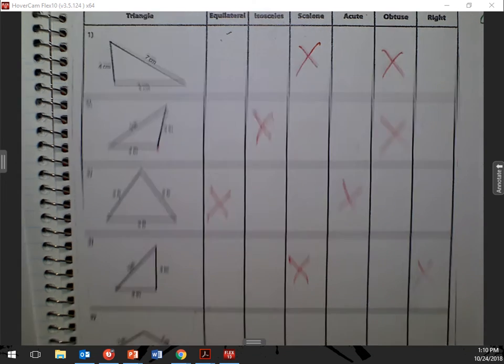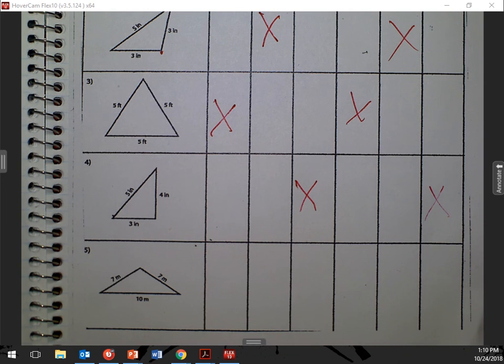All right, so where are we at? 5 now, right? Let's look at 5. Now, is it going to be equilateral, isosceles, or scalene?